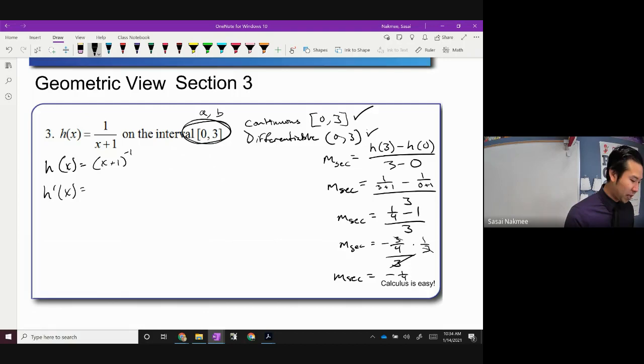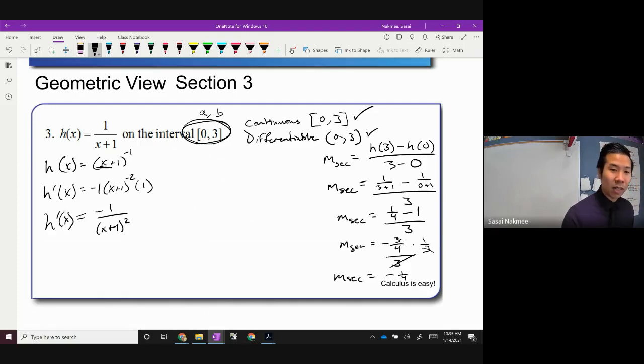So chain rule means that I can take the derivative of the outside, which is going to be negative 1 times x plus 1 to the negative 2, times the derivative of the inside, but the derivative of the inside is just going to be 1, right? Derivative of x is just 1. So technically it's this times 1, but times 1 is just going to be itself. So rewriting this out and cleaning it up is going to be negative 1 over x plus 1 squared. That's what the derivative is equal to.